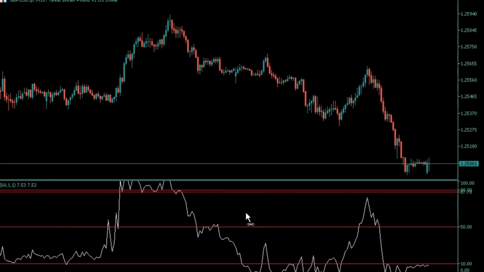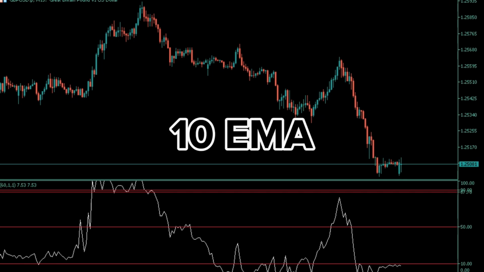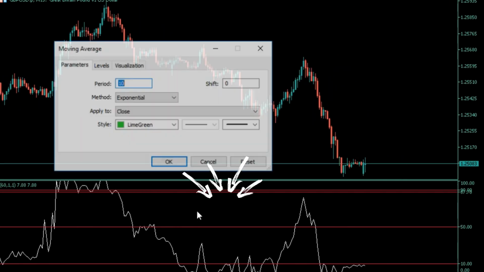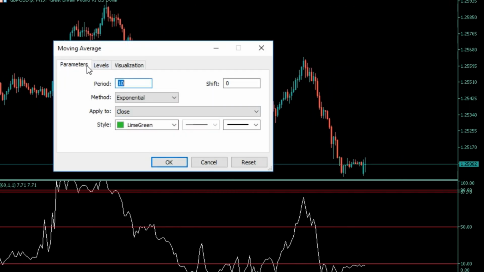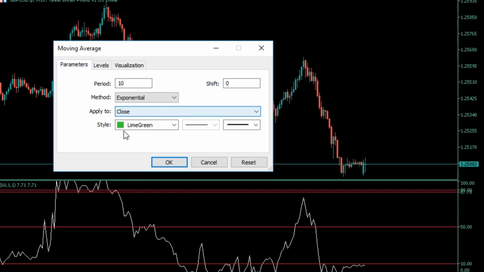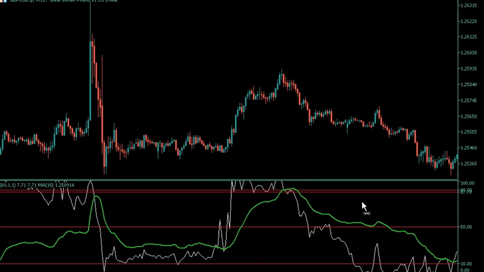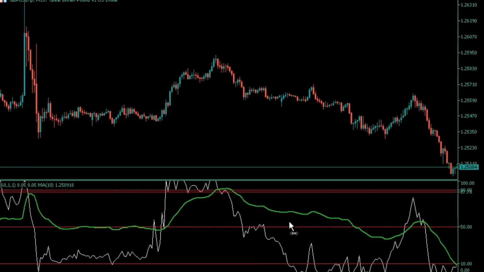So now we are going to add the second indicator, which will be the moving average. We add it to this sub chart. Then we also edit the settings, the parameters. We shall leave it at 10. We shall be using the 10. Then exponential. Then we apply to close. Then we shall leave the style as lemon green. So now this is how the chart will be looking, with the indicator fully optimized.